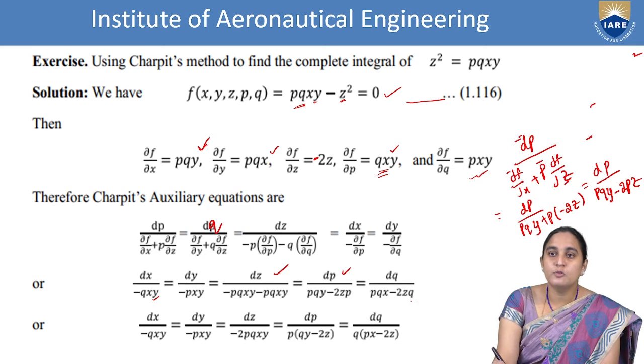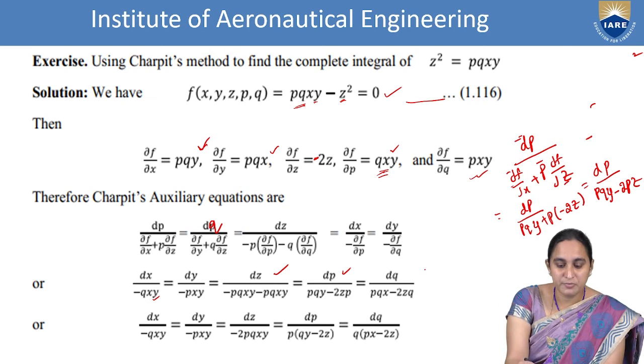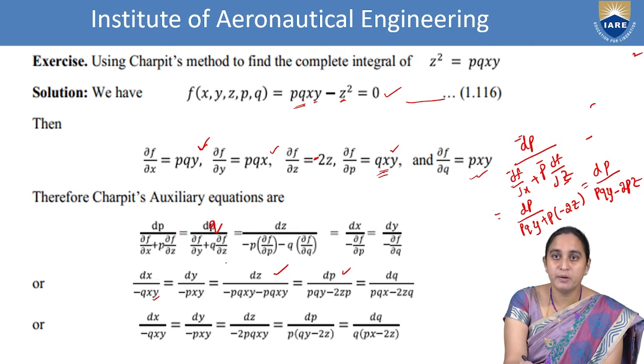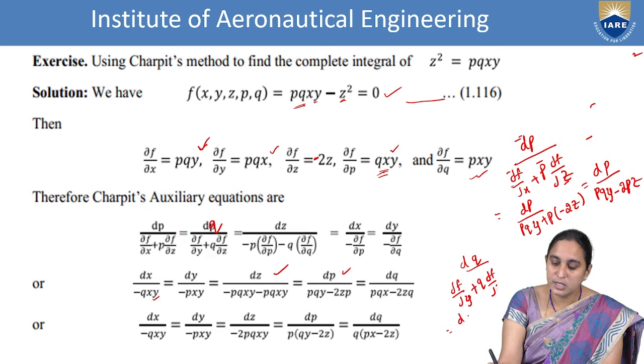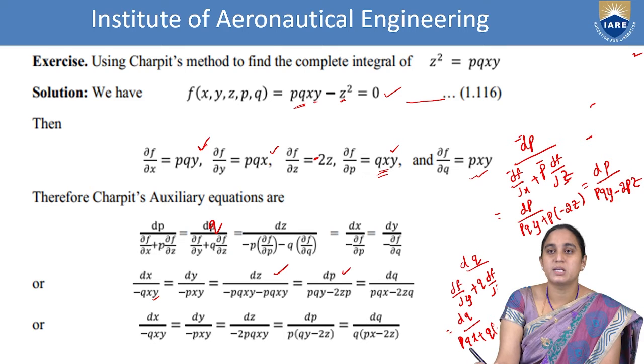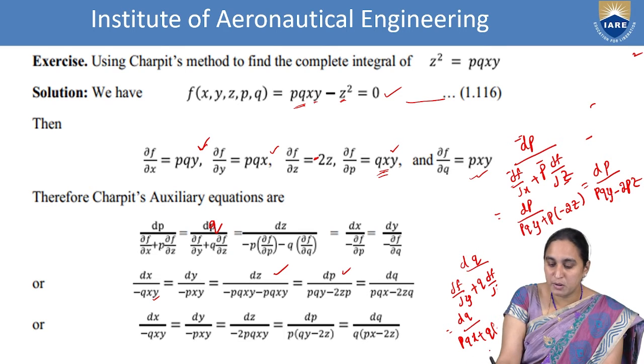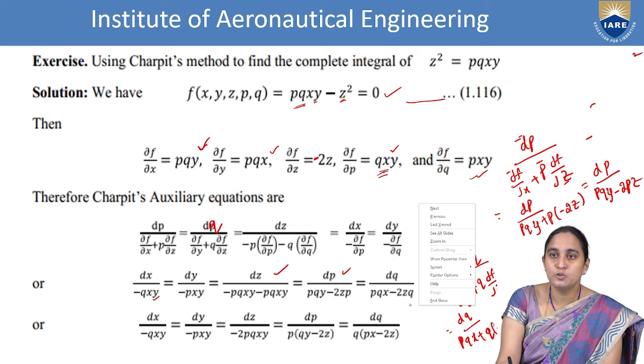Next, that is equal to what? dq by. What is the formula of dq here? dq by ∂f/∂y plus q into ∂f/∂z. I'll substitute here: dq by what is ∂f/∂y here? pqx, plus q into what is ∂f/∂z? That is minus 2z. Therefore, what is dq? dq by pqx minus 2zq.